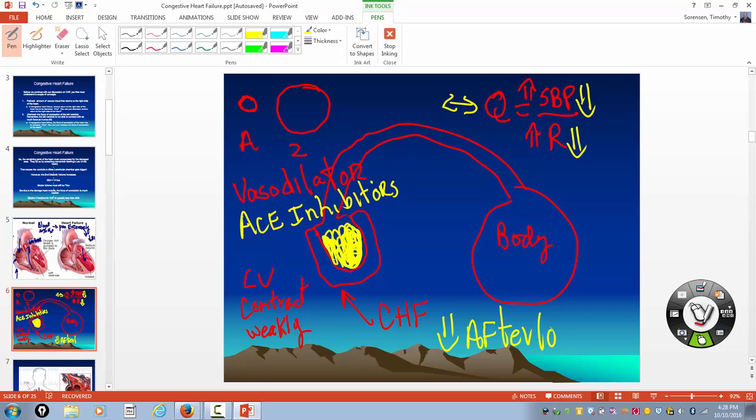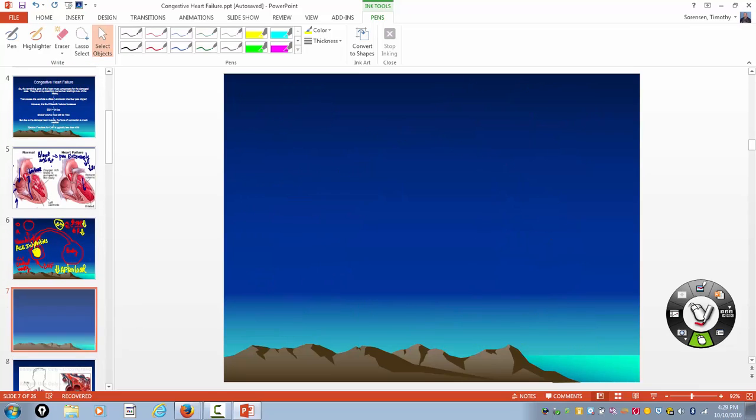Afterload is the amount of pressure or the amount of resistance that the left ventricle has to pump against to get that blood out. So in a person with congestive heart failure, you want to dilate those arteries, so you want to decrease the resistance to blood flow and decrease that afterload so that left ventricle doesn't have to generate as much pressure to get the same amount of blood out. Right, so those are the basic medications used to treat congestive heart failure.